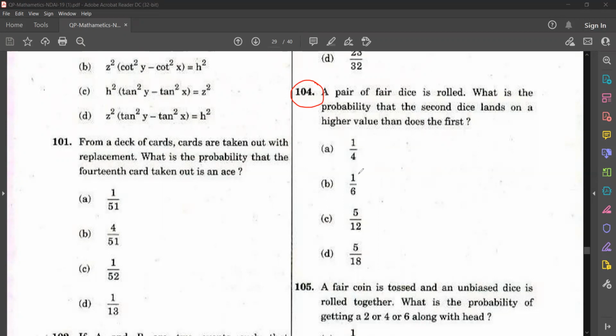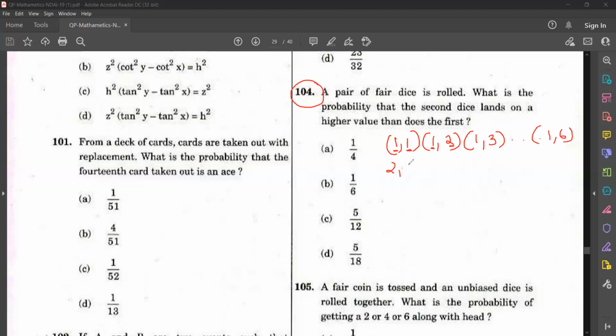Okay, did you get the answer? See, two dice are being thrown, isn't it? So what does the sample space consist of? 1, 1, 1, 2. That means in the first dice you can get 1, second dice also 1. The first dice you can get 1, second dice you can get 2. So likewise you have to write all the possibilities, up to 1, 6.